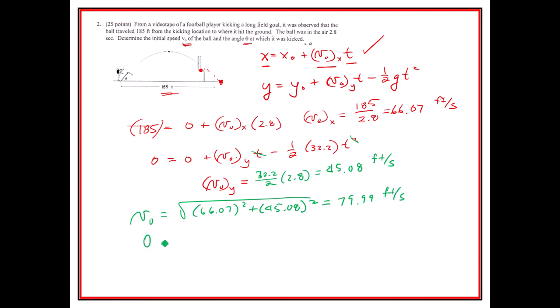And then the theta of that is going to be y over x, right? No, it's going to be rise over run. That doesn't make sense. Okay, yeah, rise over run, inverse tangent. I was just thinking of them backwards. Rise is the y, and the run is the x, 66.07.